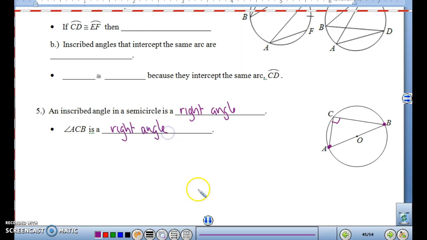So these theorems about circles are what you need to know to do the proofs tonight. They will be reasons in your proofs. So be looking for these different things in your proofs.